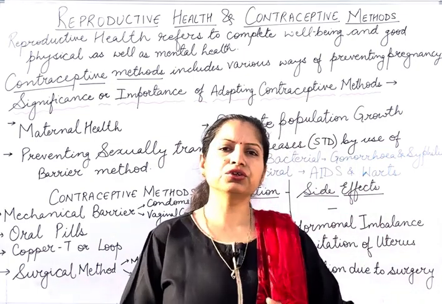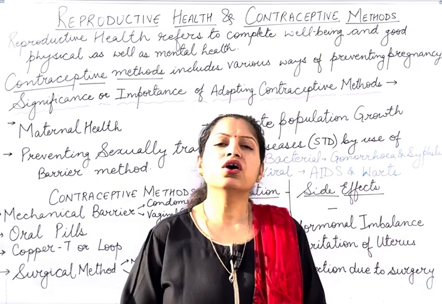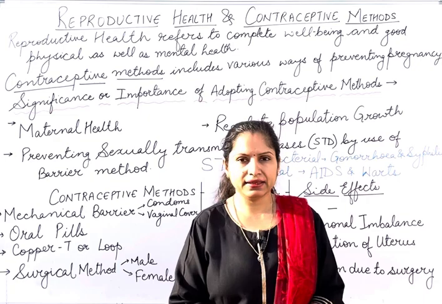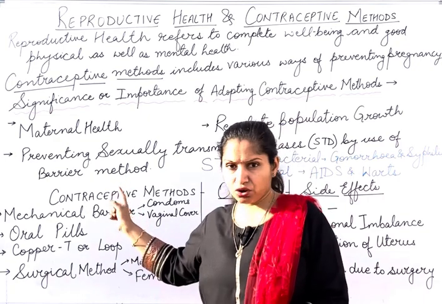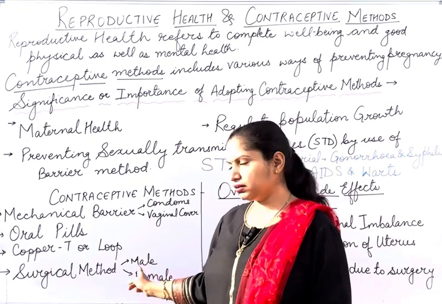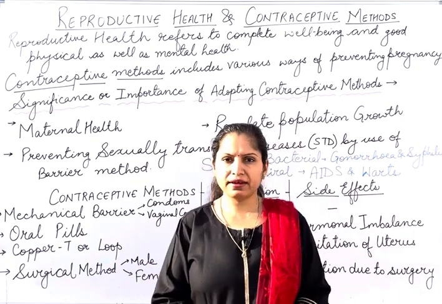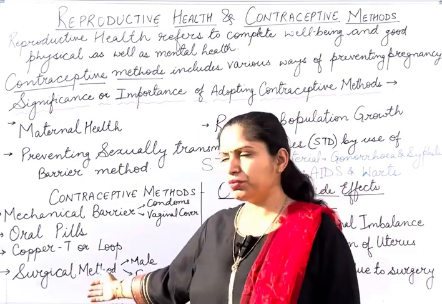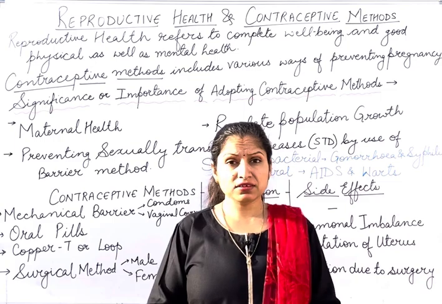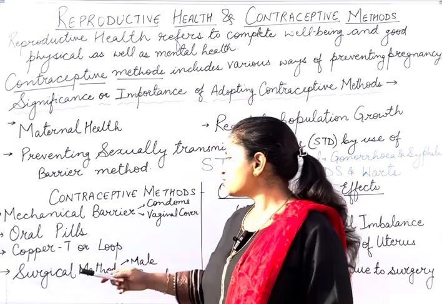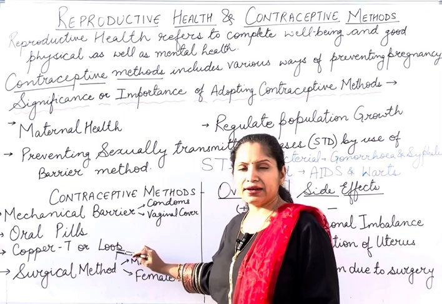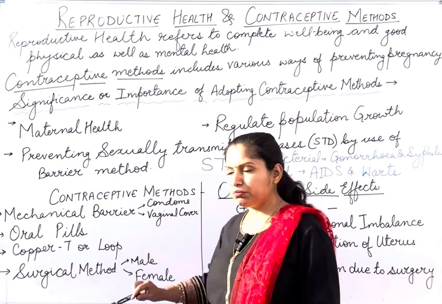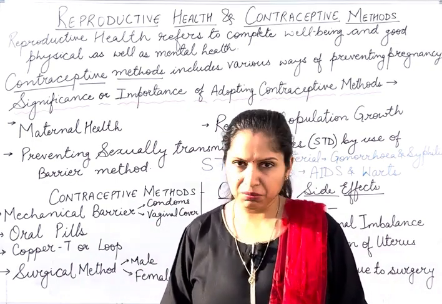Now the surgical method could be adopted by a male or a female. You could be asked in your exams which contraceptive measures could be adopted by a male. So use of barrier method, that is use of condoms, and the surgical method. These two methods could be adopted by a male. And which of the methods could be adopted by a female? So any of the four measures could be adopted, but which of the methods could be adopted only by a female? That is use of oral pills and copper T. Okay, these two only females. These two could be done by both male as well as female.